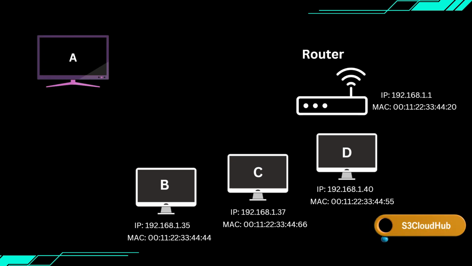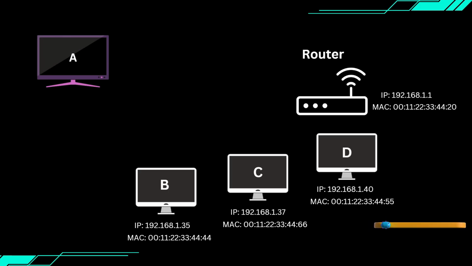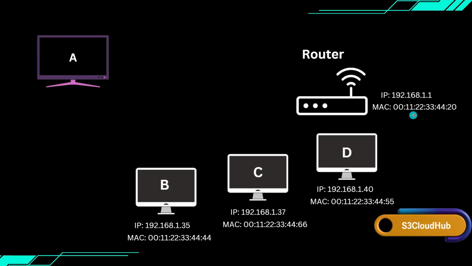It sends out an ARP request, which is a broadcast message to the entire network. The message says, who has this IP address? All the devices on the network receive the request, but only device C responds, saying, I have that IP address and here is my MAC address. Now device A knows device C's MAC address and they can communicate directly. This process is happening all the time in the network to help devices communicate smoothly.